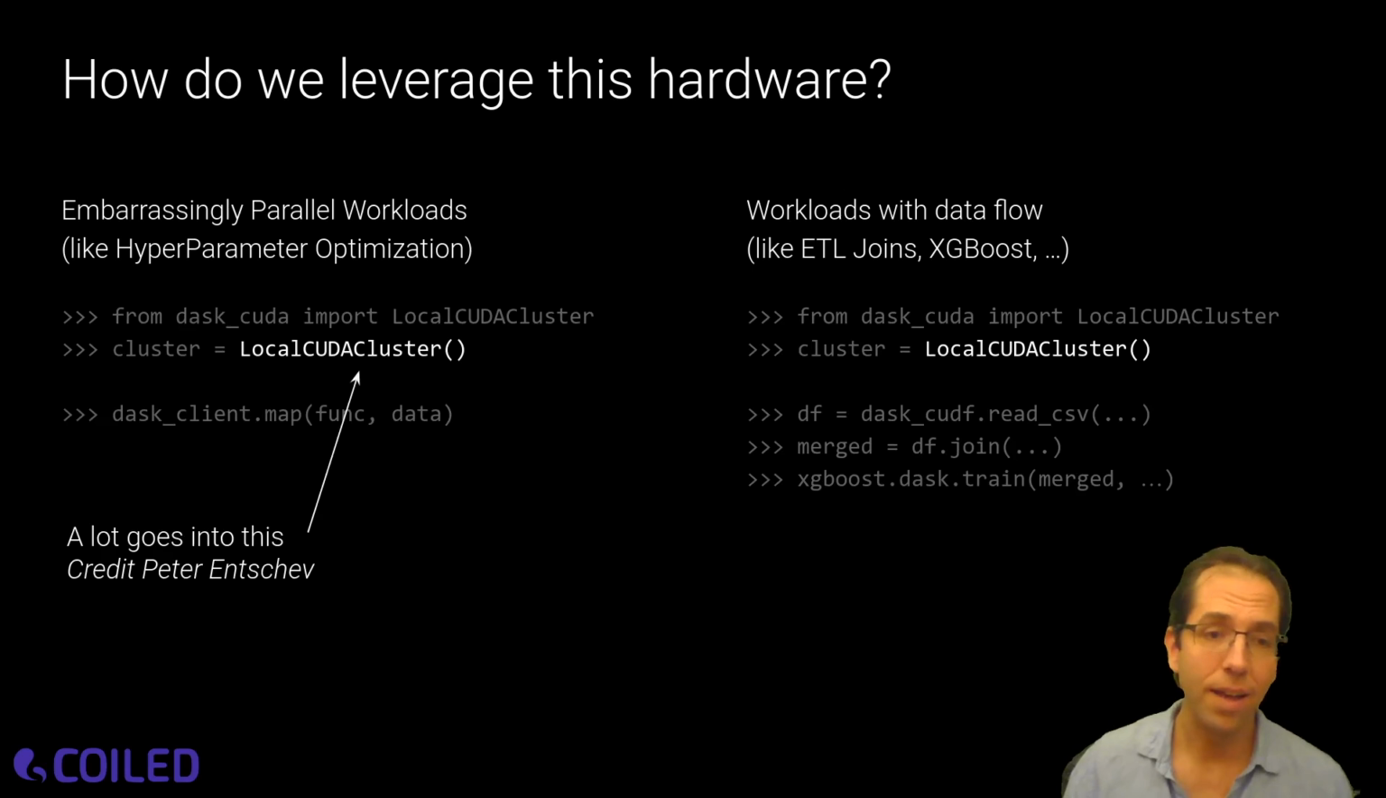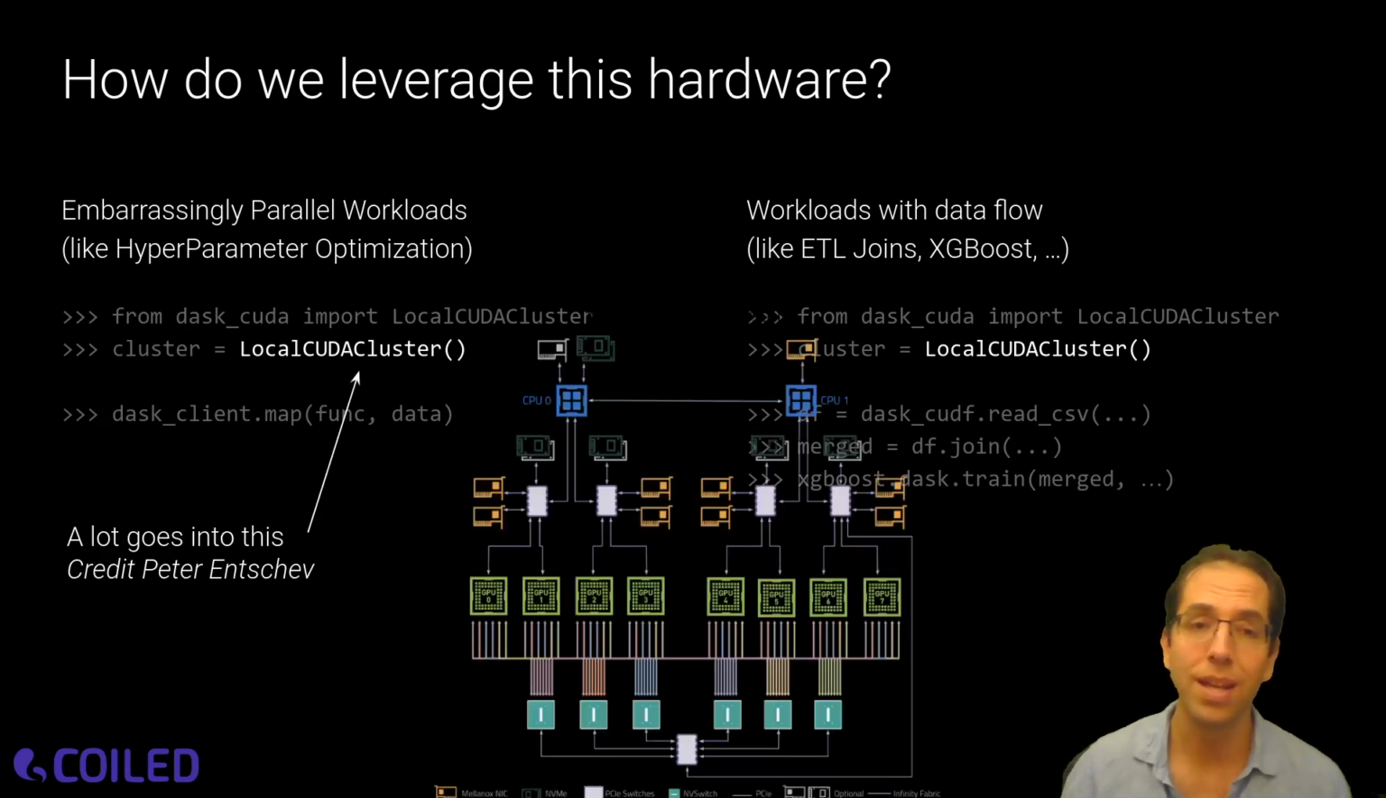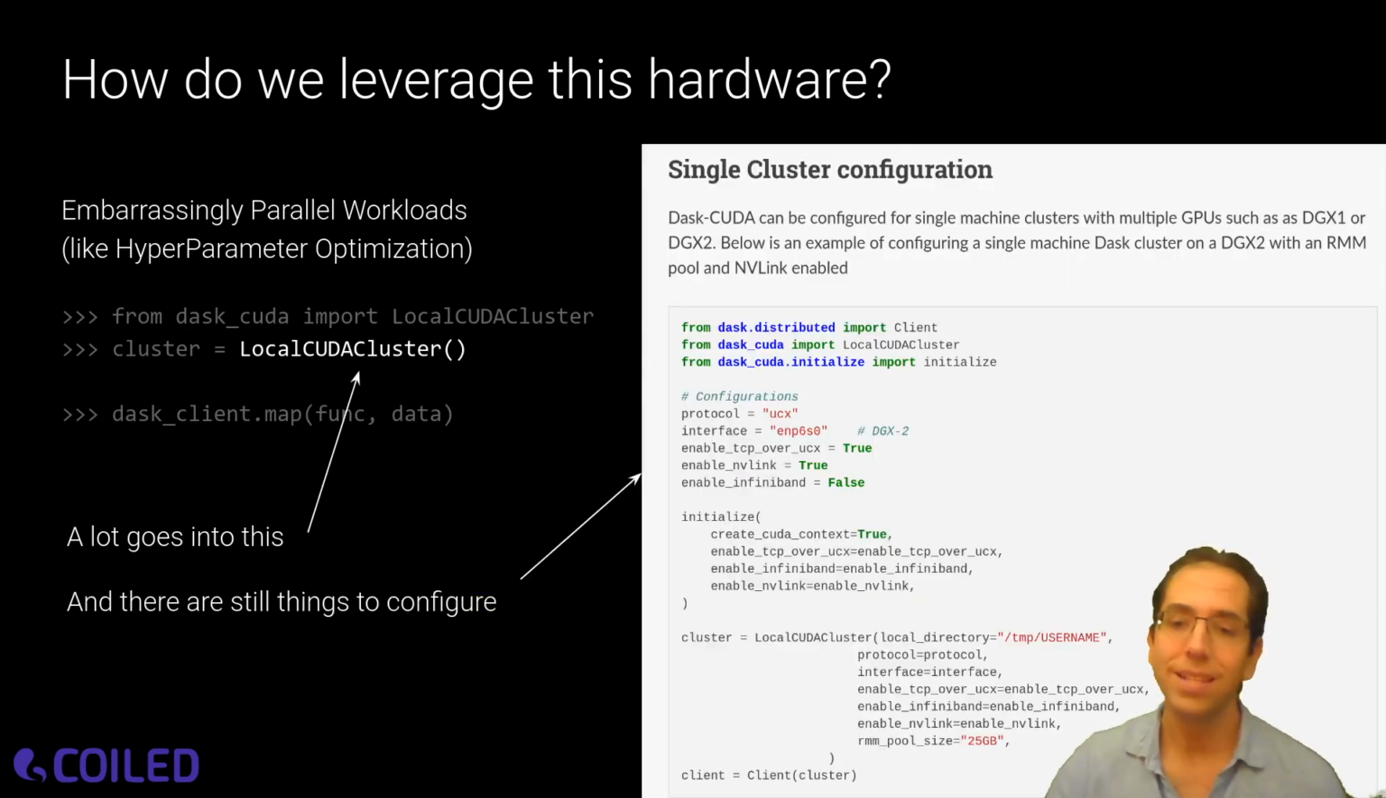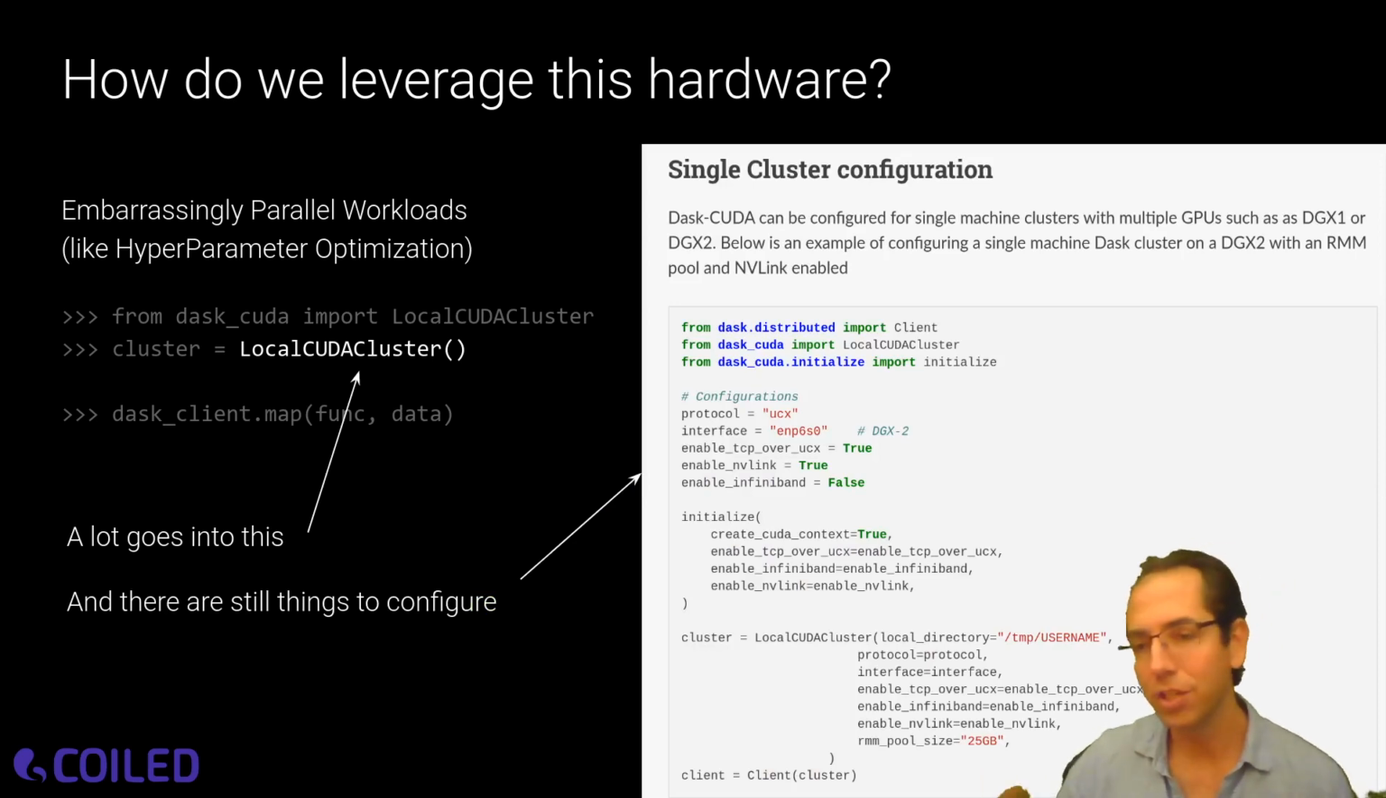But even then, I'm skipping over a lot of this stuff. A lot goes into local CUDA cluster, and there still are some configurations that you may have to set. Things like memory pool size, or how do you get XGBoost and TensorFlow to share the same device memory? There are still some kinks that we're ironing out, but as we iron them out, they tend to go into this Dask CUDA package. I recommend trying it out. It's great at solving the sort of base level systems to get you up and running with a decent configuration.